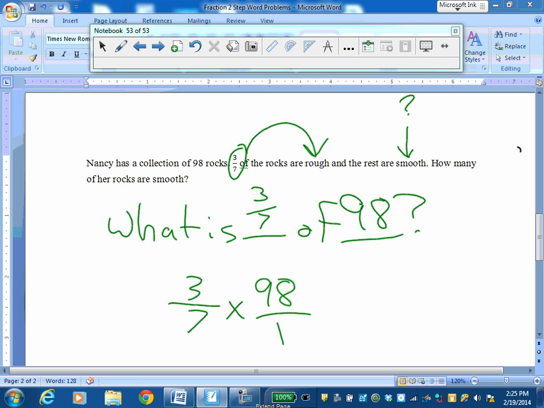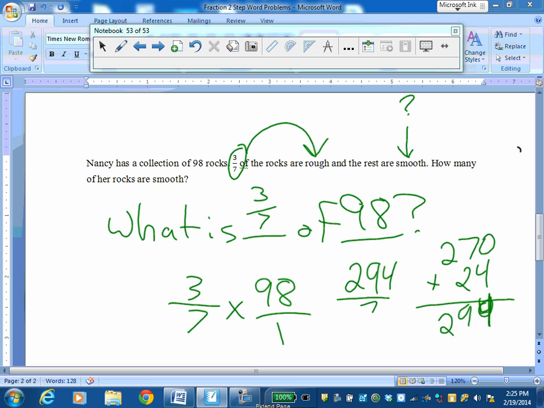3 times 90 is 270. And 3 times 8 is 24. So if we add those two together, we get 294. So it's going to be 294 over 7. We'll have to work that division out.